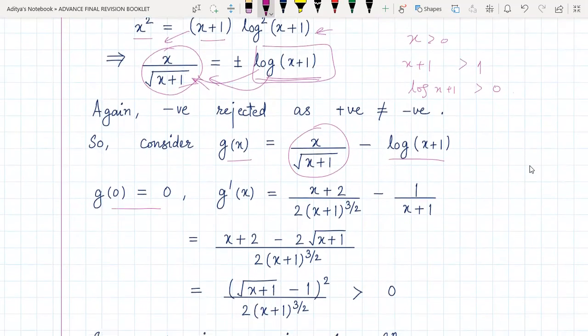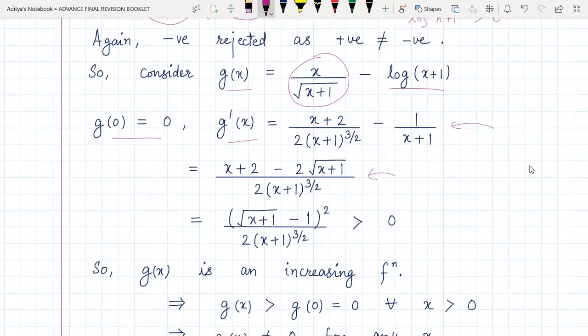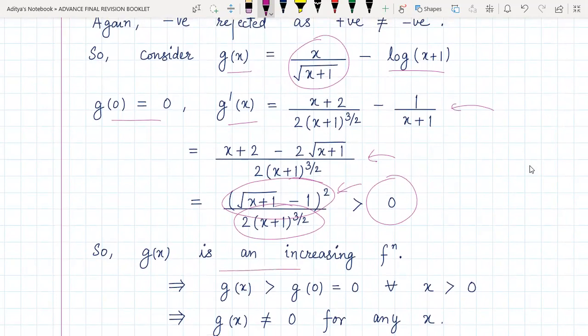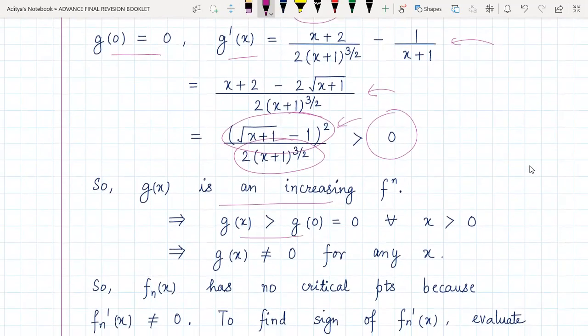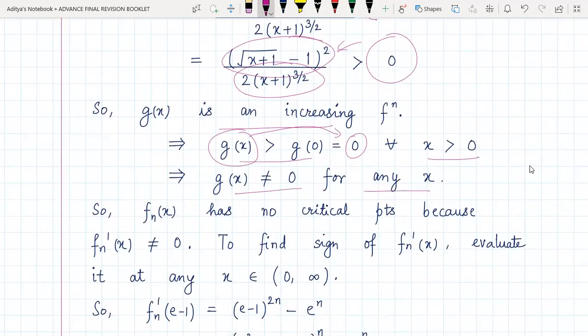Now g(0) is clearly 0, and g'(x), if you find, comes out to be this quantity. On simplifying and taking LCM, it becomes this, and finally this. But the square of anything is always positive, and the denominator is also positive. So this entire thing is positive. So g(x) is an increasing function. So that would imply g(x) greater than g(0), but g(0) was 0 only. So g(x) greater than 0 for all x greater than 0. So if this quantity is always greater than 0, it can never be equal to 0, no matter what x you put. So it simply means that f_n(x) has no critical points, because when we solved the derivative equal to 0, we never got any x, right?